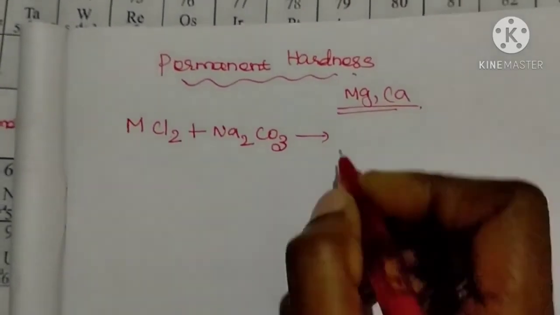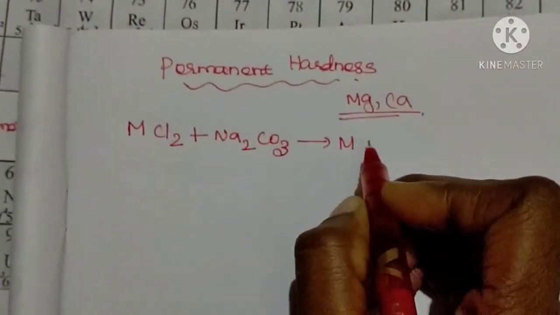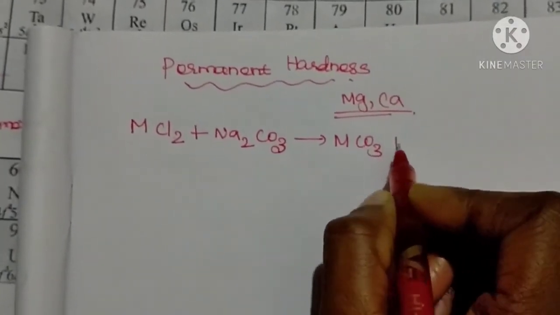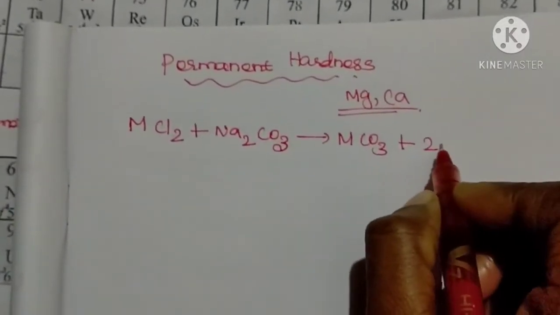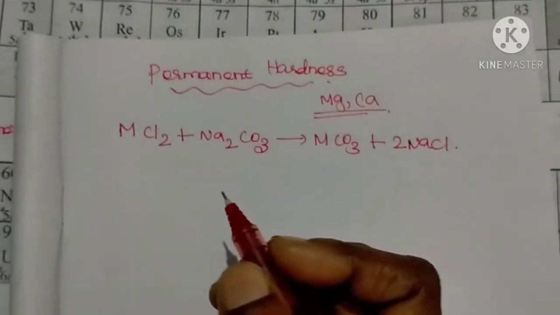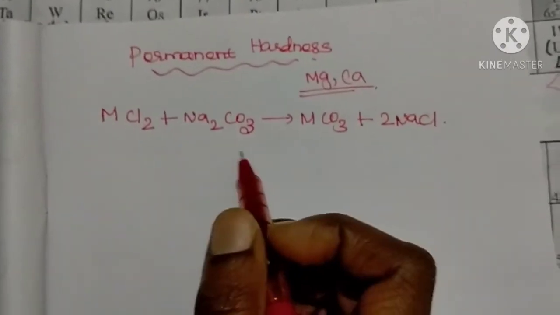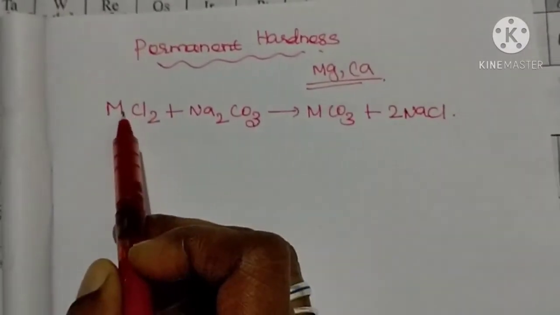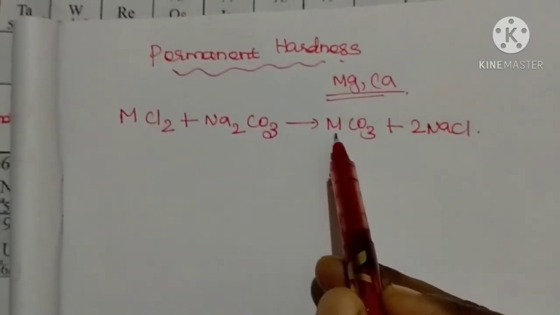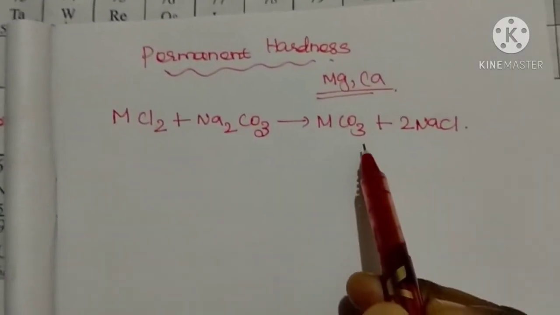What is the formula of washing soda? Na2CO3. Now both react together and the products are magnesium carbonate or calcium carbonate. The byproduct is sodium chloride.